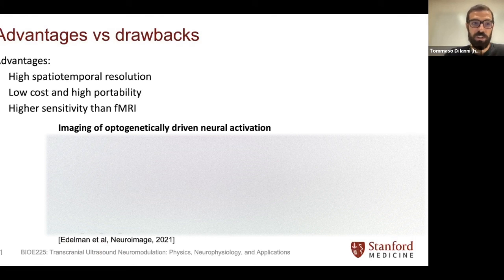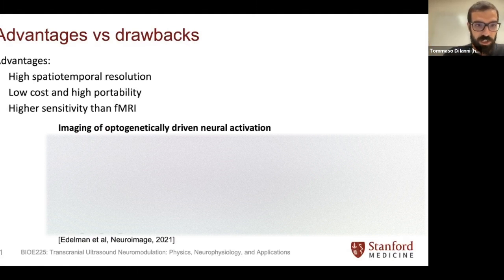compared BOLD fMRI that we see here on the top row to power Doppler or functional ultrasound on the bottom row, and they imaged optogenetically driven neural activation. So they were optogenetically stimulating the motor cortex, and they were using BOLD fMRI and functional ultrasound as a readout to compare these two modalities. And so here we look at the ipsilateral motor cortex. So this is the site where they are stimulating.